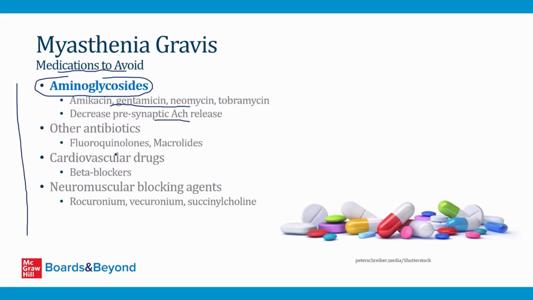There are some other antibiotics that patients with MG need to avoid. These are things like fluoroquinolones and macrolides. Beta blockers need to be avoided, and any neuromuscular blocking agent or paralytic, like all these drugs here, which I talk about in the anesthesia section, they can be very dangerous for patients with myasthenia gravis.